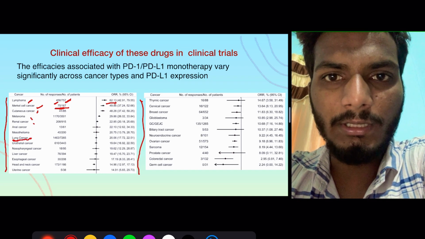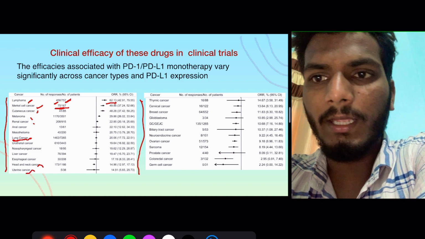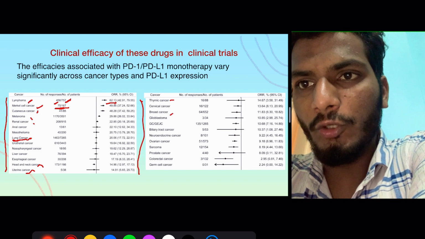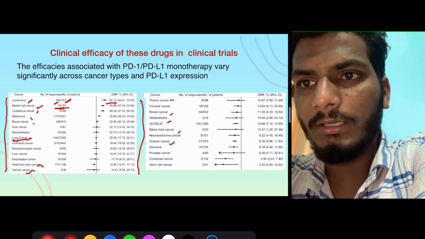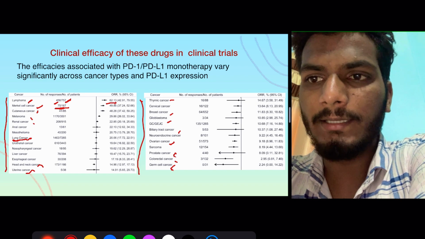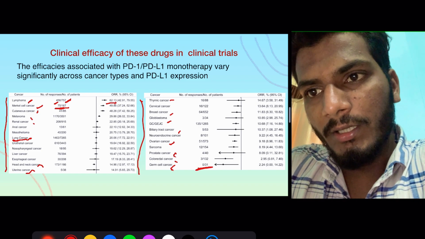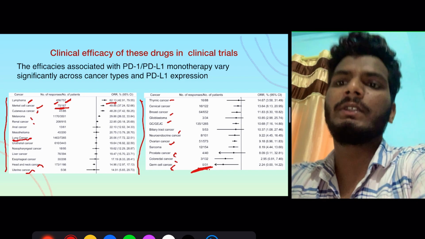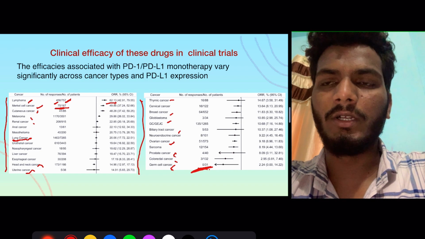We have also used this in lung cancer, and then uterine cancer, head and neck cancer. Here we can see thymic cancer, breast cancer, glioblastoma, biliary tract cancer, ovarian cancer, prostate cancer, colorectal cancer, germ cell cancer, and so on. We can see that it's not effective in germ cell cancer, because out of 31 patients, none of them responded. So this is about the efficacy of these drugs in clinical trials.